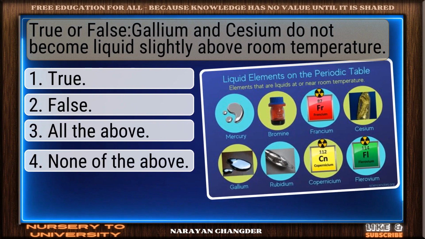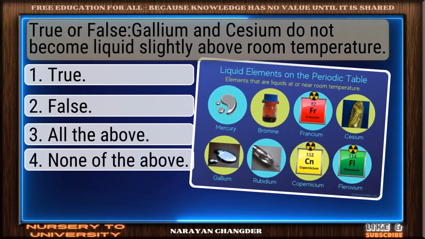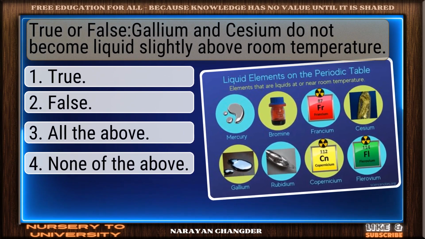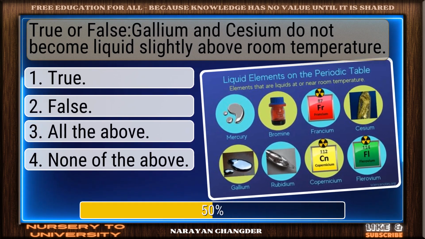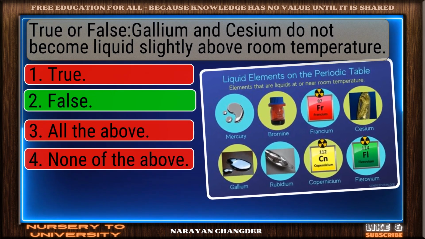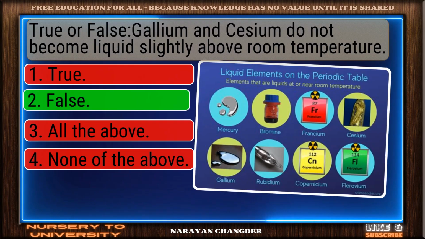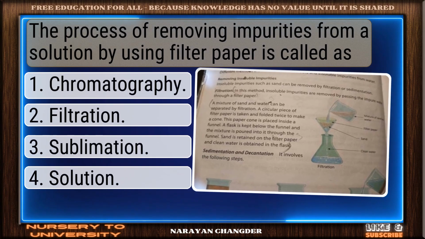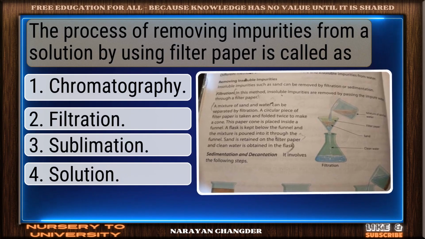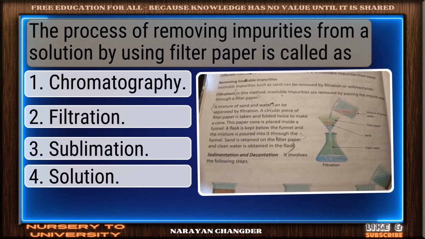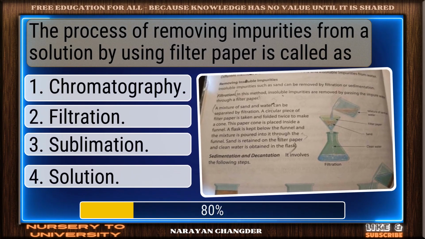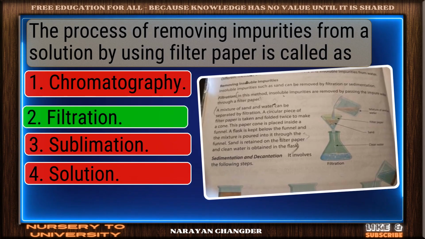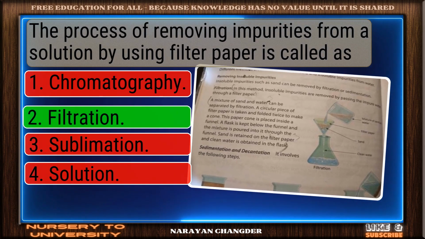Question number 64. True or false? Gallium and cesium do not become liquid slightly above room temperature. Well reasoned. False is the correct choice. Question number 65. The process of removing impurities from a solution by using filter paper is called as. Excellent. Filtration is a brilliant choice.